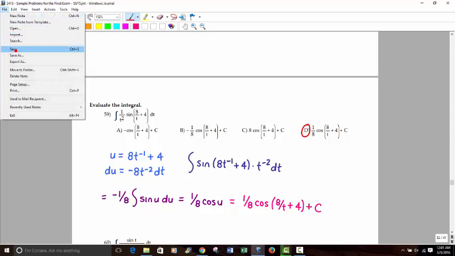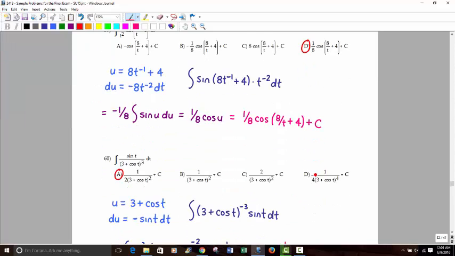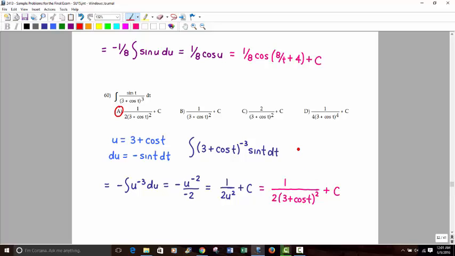Okay, let's see what we have now. Number 60. You let u be what's in the parentheses, 3 plus cosine of t, which makes du be negative sine of t dt. So you just move the negative over, and there you have your numerator perfectly. So I'll put the negative on the outside.